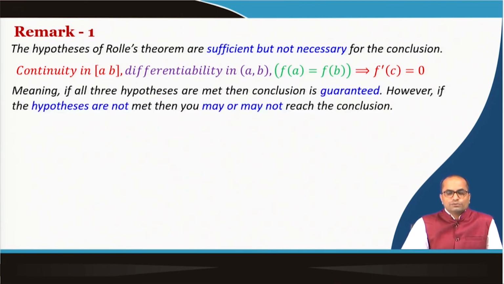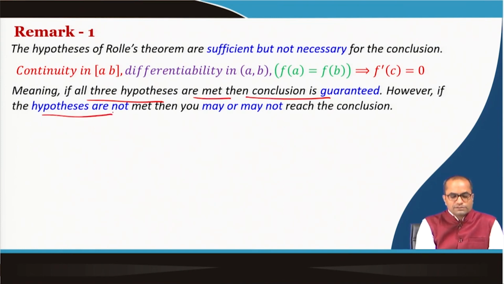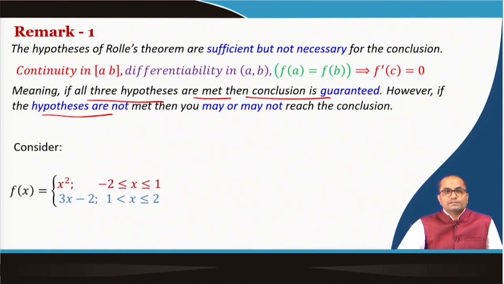So, one has to be very careful. If all three hypotheses are met, then the conclusion is guaranteed. However, if the hypotheses are not met, then you may or may not reach the conclusion. So, we will see some examples which support that these are sufficient conditions, not necessary.